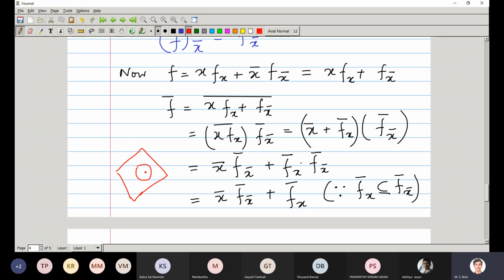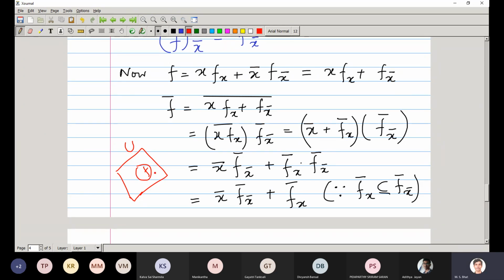This is, let us say, f. This is our whole universal set, which I denote as u. What is u? If f has two variables, then u is 1 for both variables.